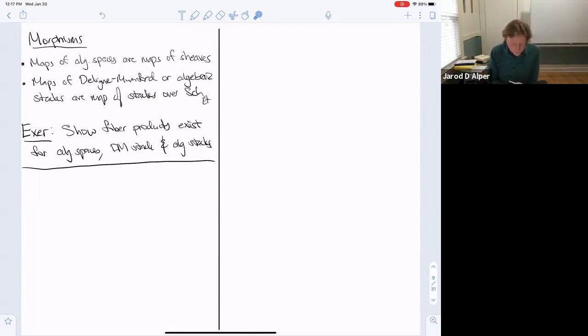And then I have this exercise here, which I recommend. We already showed that fiber products exist for prestacks. We showed that the fiber product of stacks is a stack, and now you're asked to bootstrap on that and show that these notions, algebraic spaces, Deligne-Mumford stacks, and algebraic stacks, are closed under fiber products.